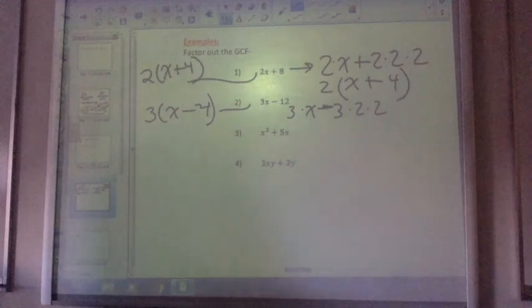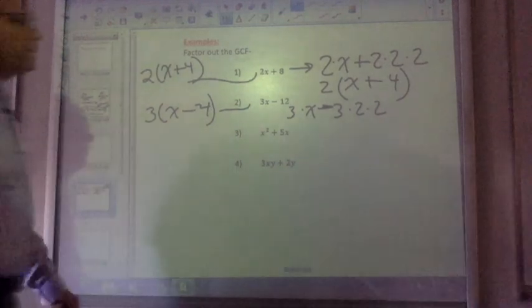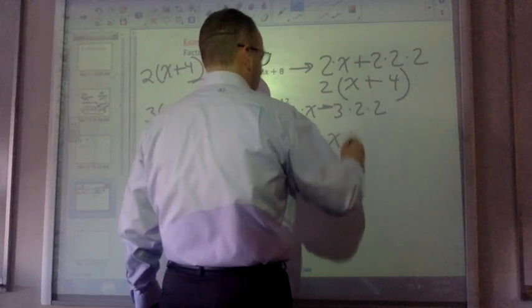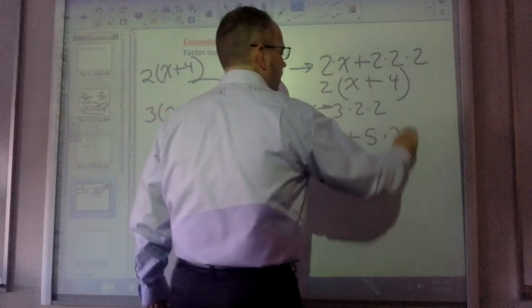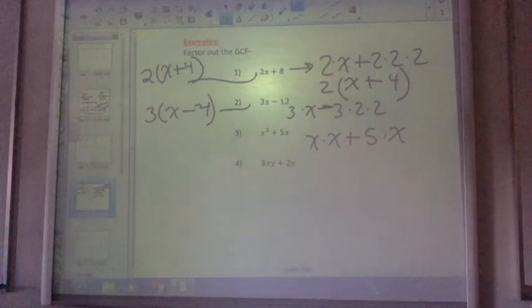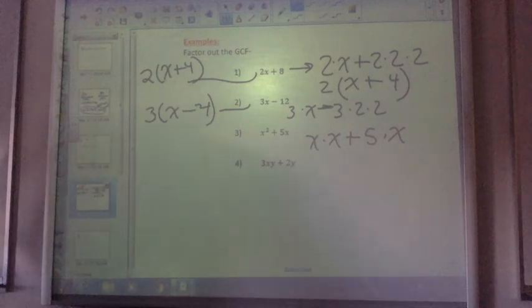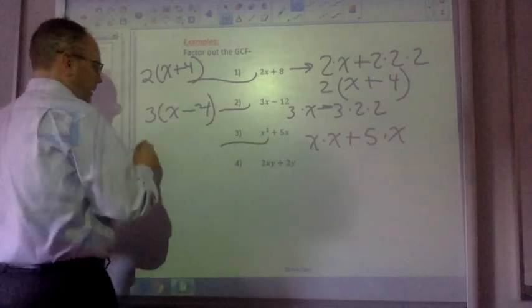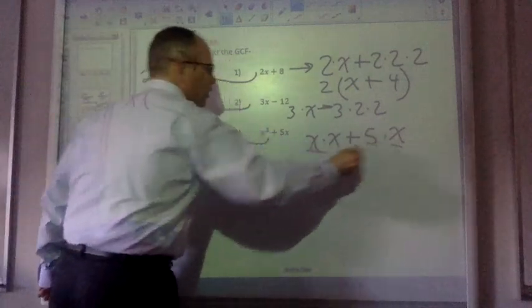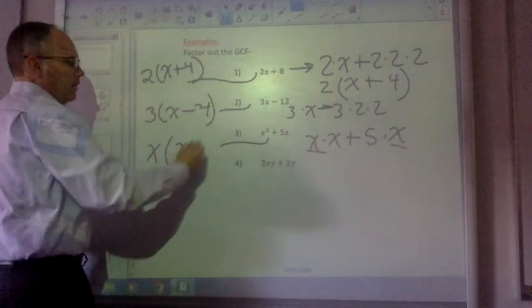Okay? Problem number 3, x squared. X squared is the same thing as x times x. Agree? So I get x times x plus 5 times x. What do I have in common between those two terms? X. Okay, so I have an x that I can factor out. And if I factor an x out of both of those, I'm left with an x plus 5.